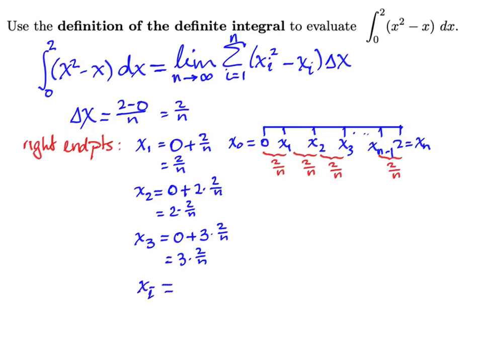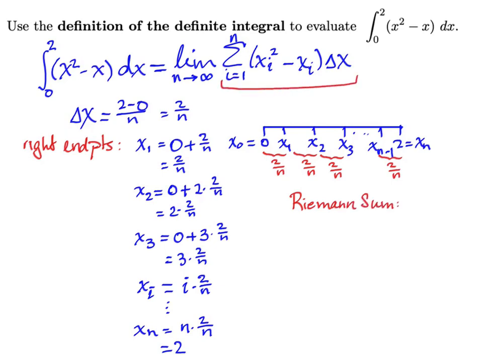So now I can see what xi has to be. xi has to be i times 2 over n. And then I just want to check to make sure my xn turns out to be 2, if my pattern was correct. So xn should be n times delta x. And n times 2 over n is definitely 2. So that worked. So now let's set up the Riemann sum.